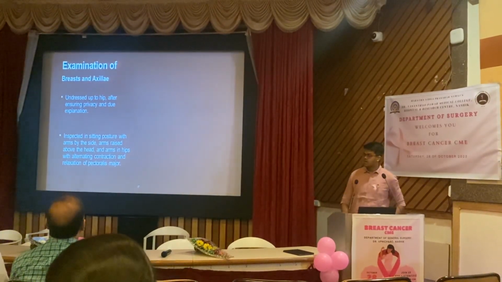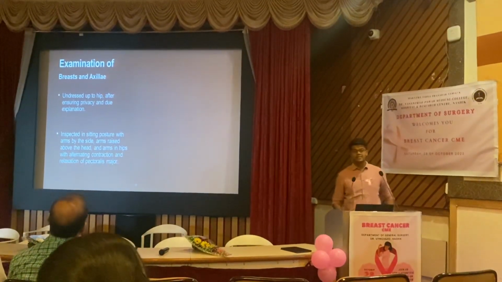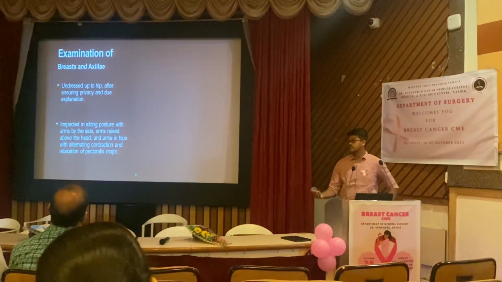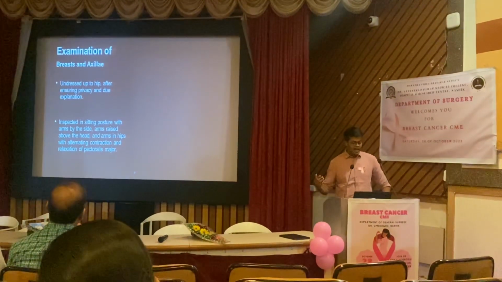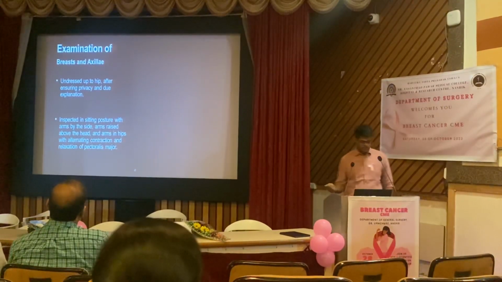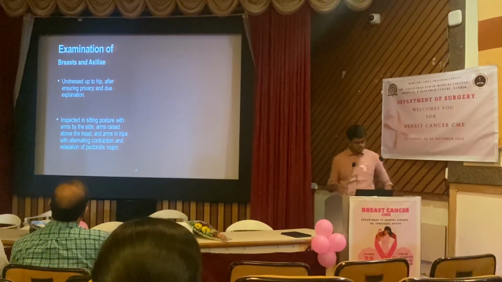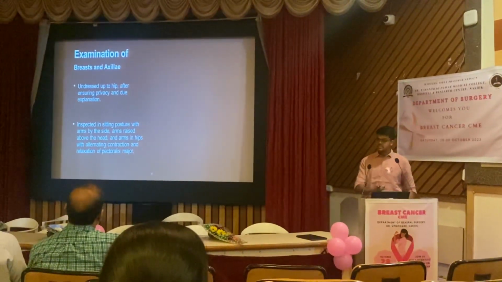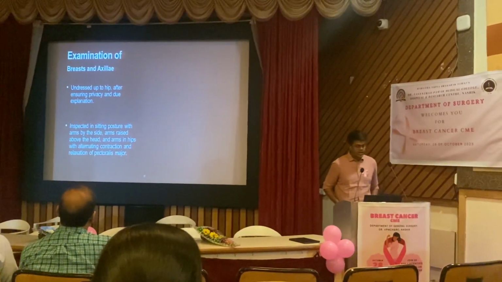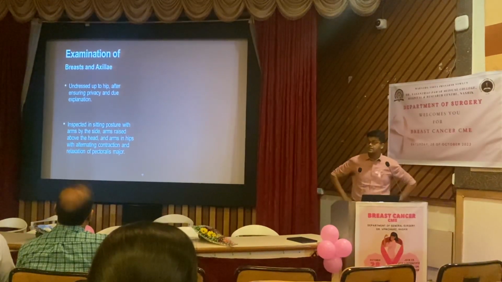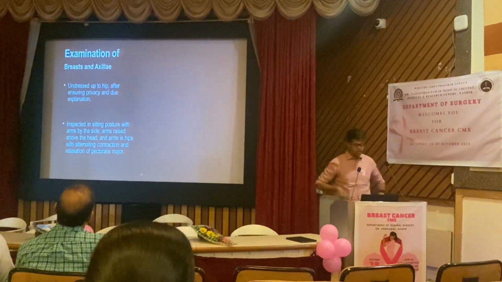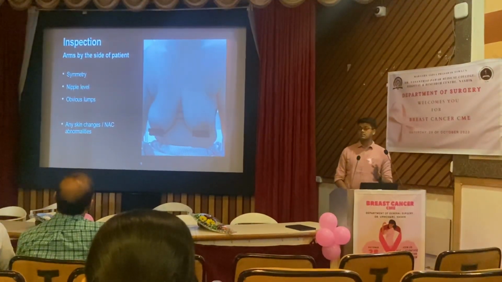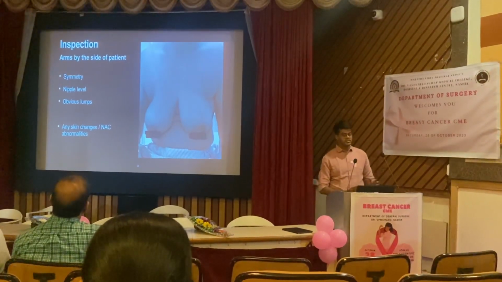Now, coming to the main part, right? You're going to examine breasts and axilla. So you have to ensure that, again, you're ensuring privacy and consent, you're explaining what is being done, and you're going to undress the patient up to the hip after due explanation of privacy, right? So you're inspecting the patient when they are sitting with the hands by the side, arms raised above the head, hands on the hips and contracting the pectoralis major alternately, and leaning forward, right? So this is the classic set of positions to inspect.